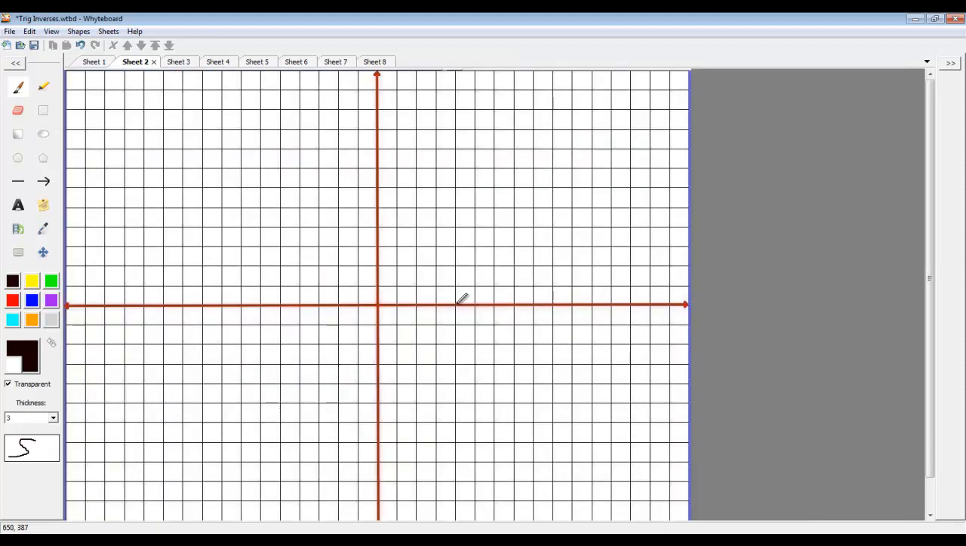Alright, let's mark this off. Let's make this 1. Let's make this 2. Let's make this -1. Let's make this -2. Alright. Now I think I'll do in purple what y equals sine x looks like.